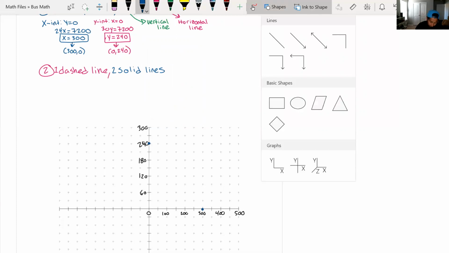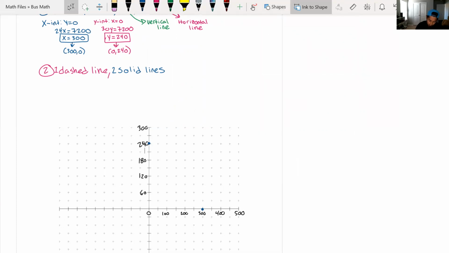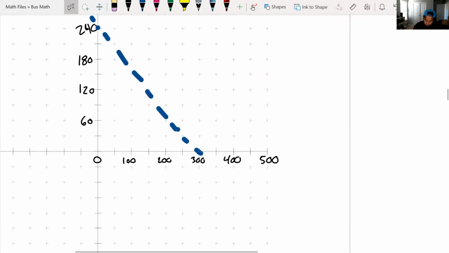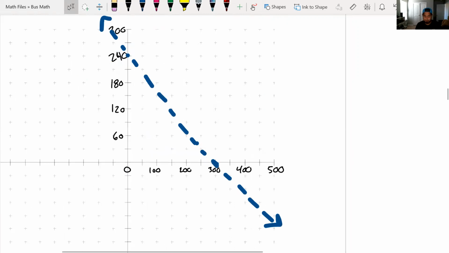Okay, all right, so let's see. I'll zoom in a bit. Oh, way off. Let's see, probably better. So there's our dashed line.